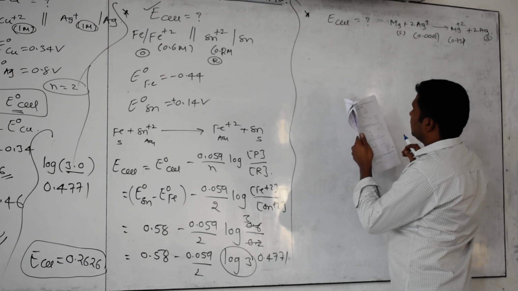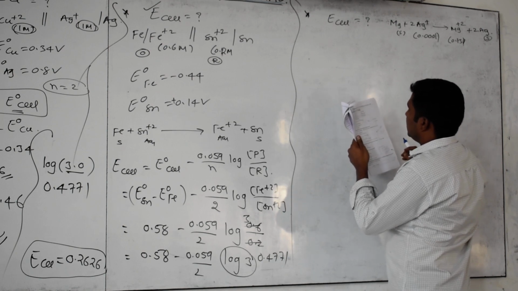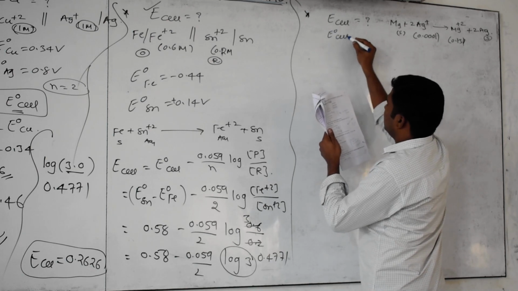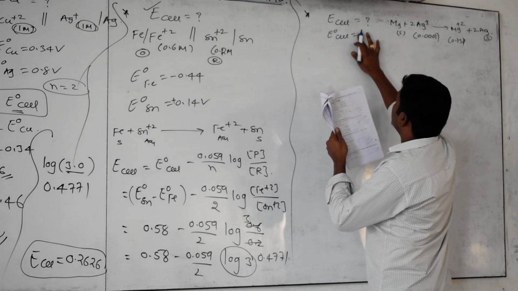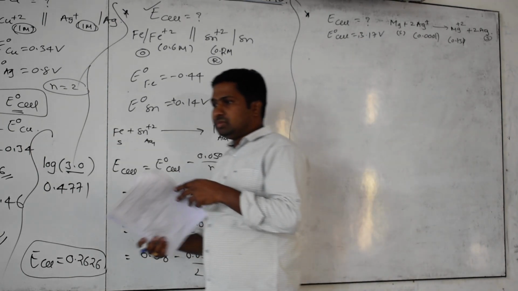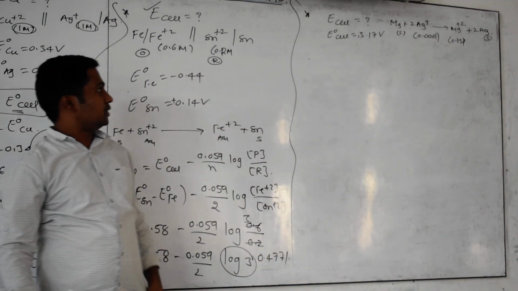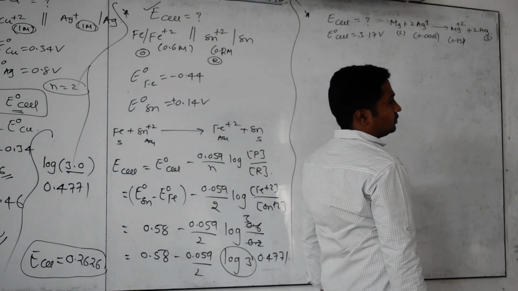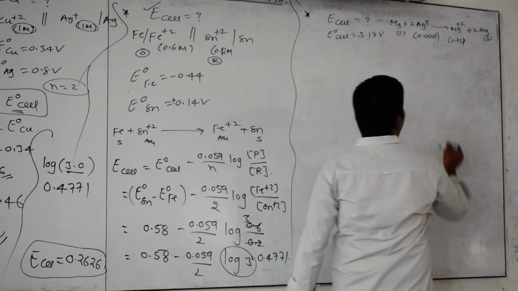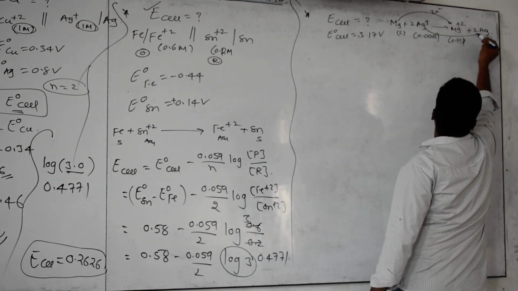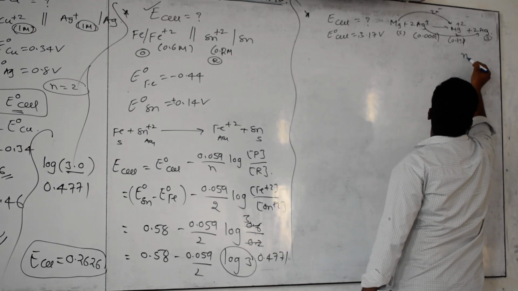And he gave the standard EMF of the cell, already mentioned, which is nothing but 3.17 volts. Same procedure, no? Very easy, direct substitution. But before that, you have to identify the number of transferred electrons. Mg is becoming Mg plus 2, a 2 electron change. If we consider this one also a 2 electron change, that's why n is equal to 2.